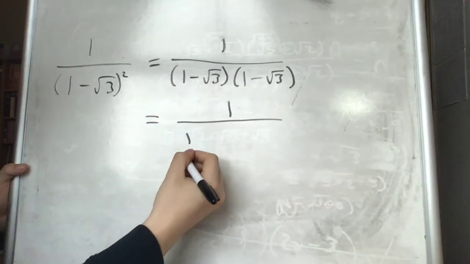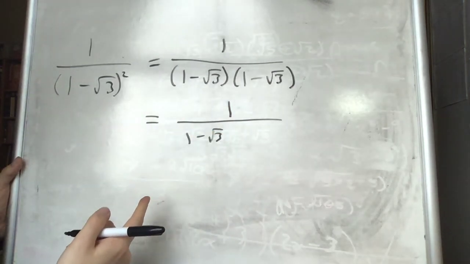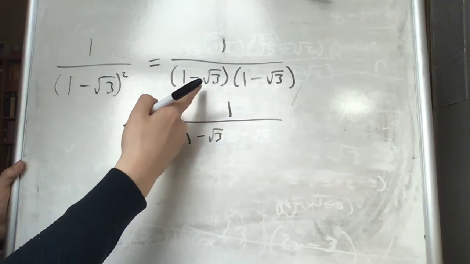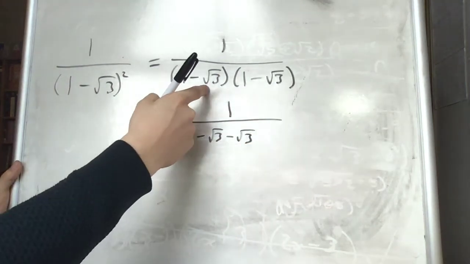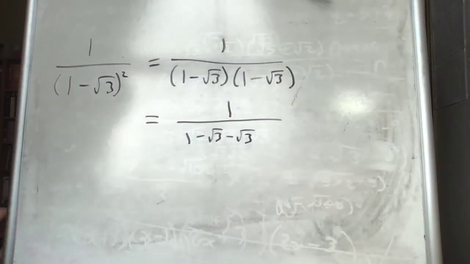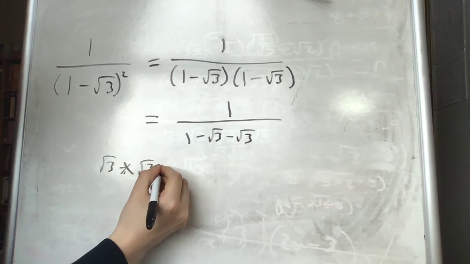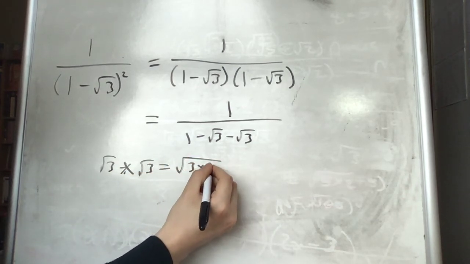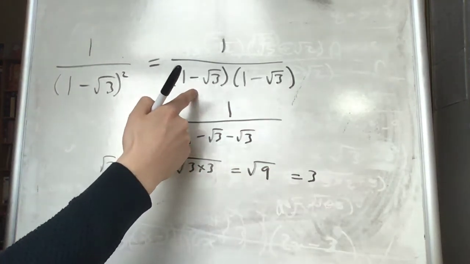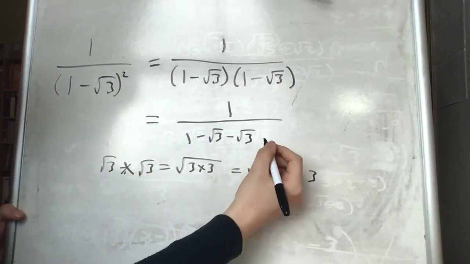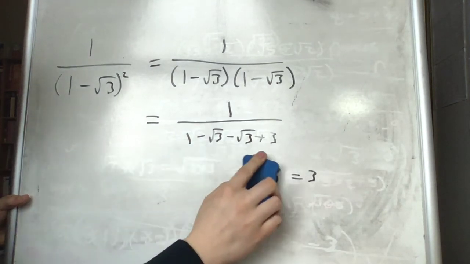Well, 1 times 1 is 1, minus the square root of 3 multiplied by 1 is minus the square root of 3. And then we've got 1 multiplied by minus the square root of 3, so again we've got minus the square root of 3. And then we've got minus the square root of 3 multiplied by minus the square root of 3. Now we know that the square root of 3 times the square root of 3 equals the square root of 3 times 3, which equals the square root of 9, and the square root of 9 equals 3. But obviously we've got two negative numbers and they make a positive, so we've got 1 plus 3 there.